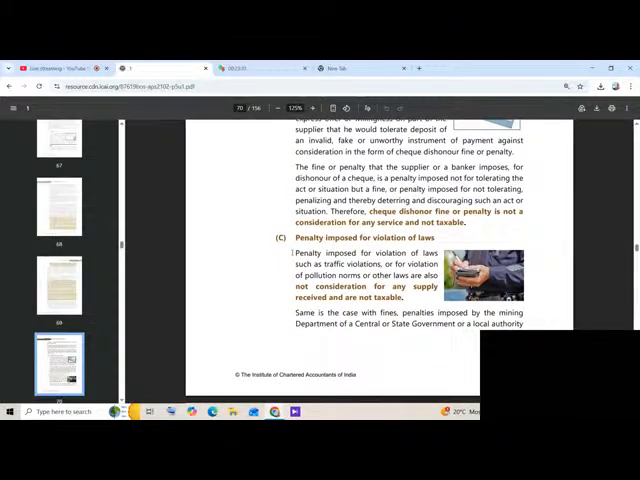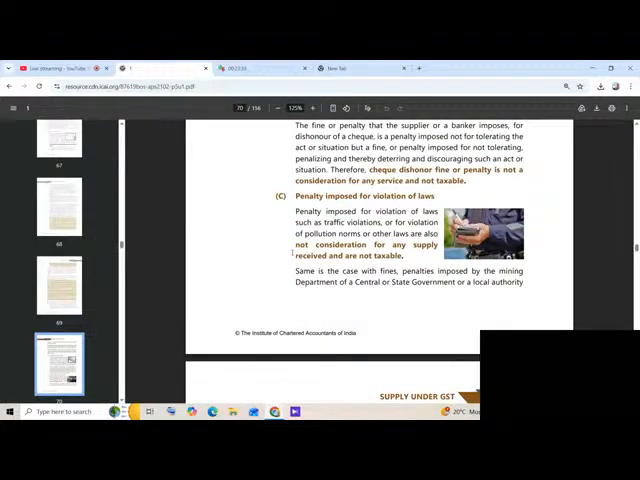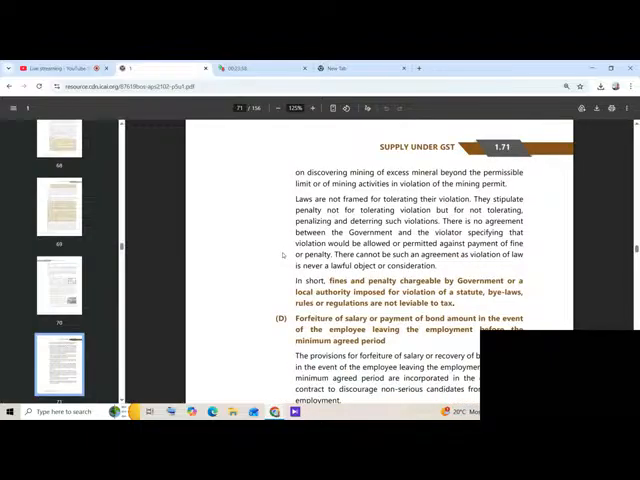Penalty imposed for violation of laws. Penalty imposed for violation of laws such as traffic violations or for violation of pollution norms or other laws are also not considered for any supply received and are not taxable. Same is the case with fines and penalties imposed by the mining department of a central or state government or local authority on discovering of mining of excess mineral beyond the permissible limit or of mining activities in violation of the permitted mining limit permit. Laws are not framed for tolerating their violation. They stipulate penalty not for tolerating violation but for not tolerating, penalizing, and deterring such violations.